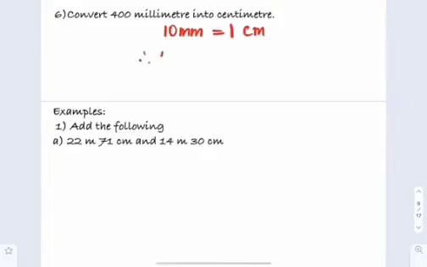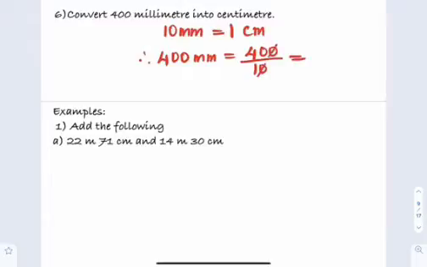Therefore, if 10 millimeters is equal to 1 centimeter, then 400 millimeters is equal to 400 divided by 10. When you have zeros, children, it is easier. You just cancel 1 zero from the numerator and 1 from the denominator. So what is the answer that you get? 40, and this is in centimeters. So 40 centimeters is the answer.